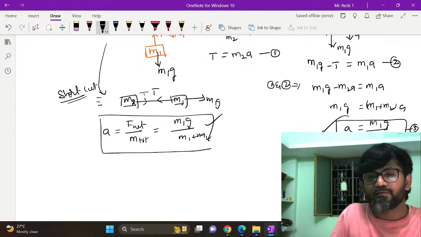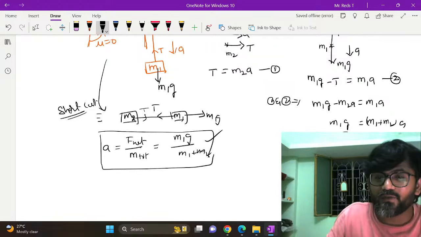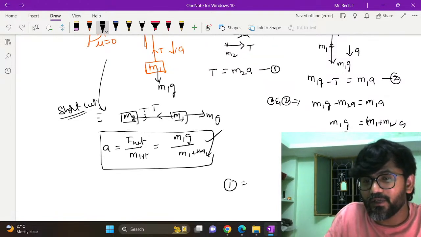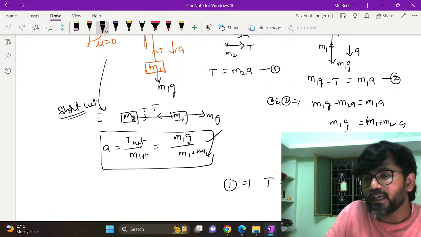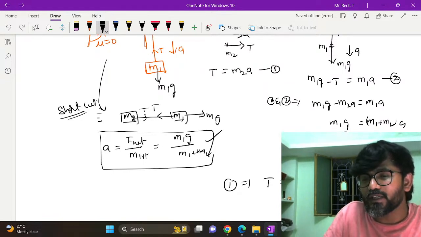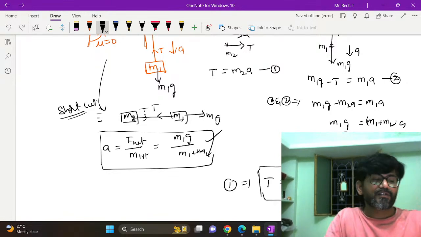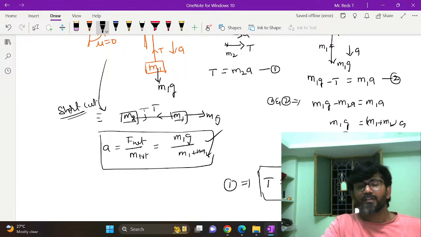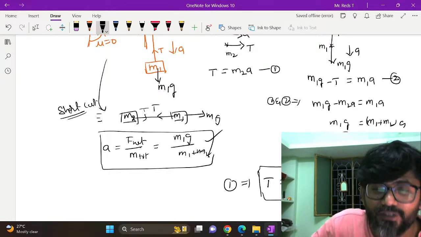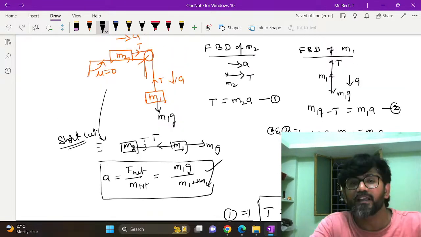Now to find the tension, from equation 1 directly, T equals M2A, A is this, equation 3, substitute here, you get M2 into M1G by (M1 plus M2). So you can write M1M2G by (M1 plus M2) will be the tension developed in the string. That's it. You can take it as equation 4. This is how you can find the acceleration and the tension of a system shown in the figure. This kind of.